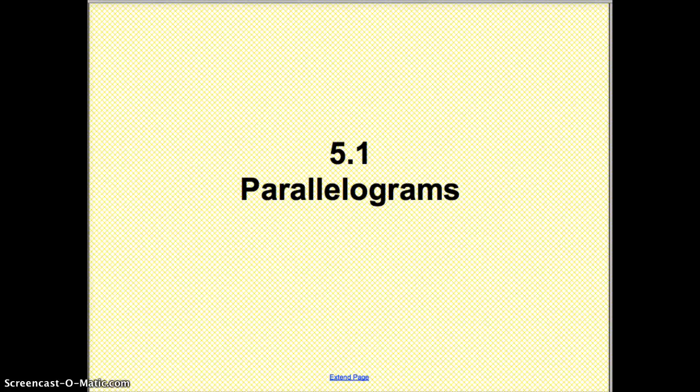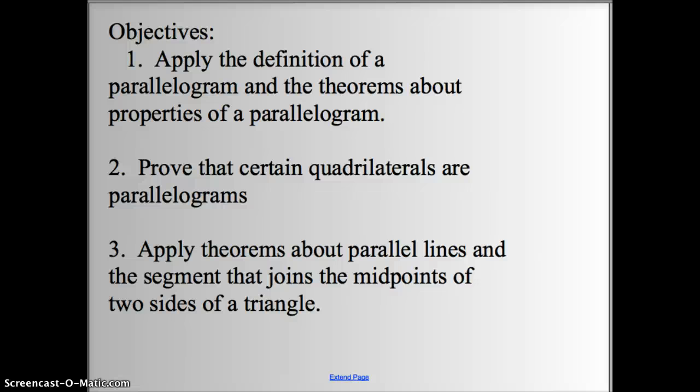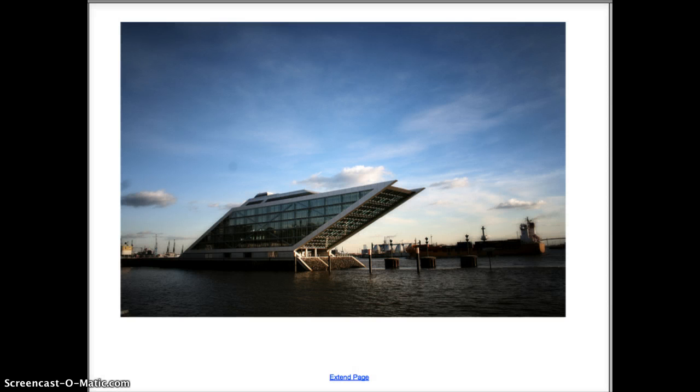Okay, in 5.1 we're going to talk about parallelograms. The three objectives that we'll learn in the next 3 lessons have to do with quadrilaterals, parallel lines, parallelograms, and properties of the three. Here's a picture of my vacation home. Nice example of a parallelogram.